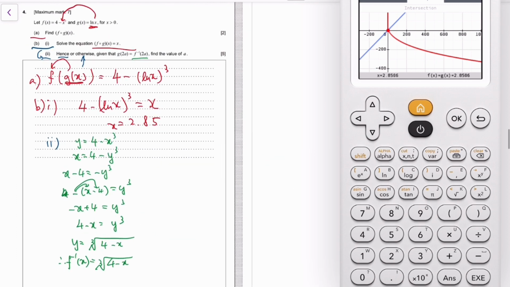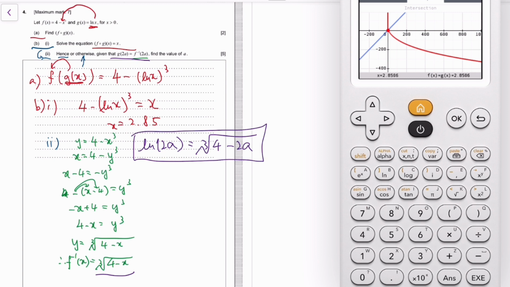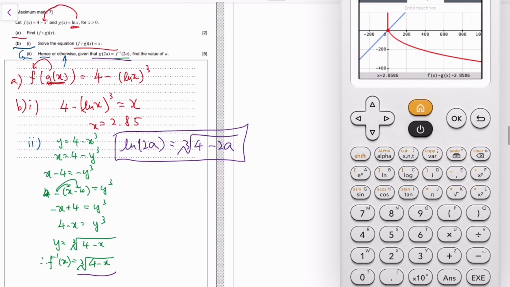So the question wants g(2a) to equal f inverse of 2a. So g(2a) would be ln(2a) equal to the inverse but plug in 2a. Okay, at this point it should be obvious. You can again graph this. But I won't do it that way.